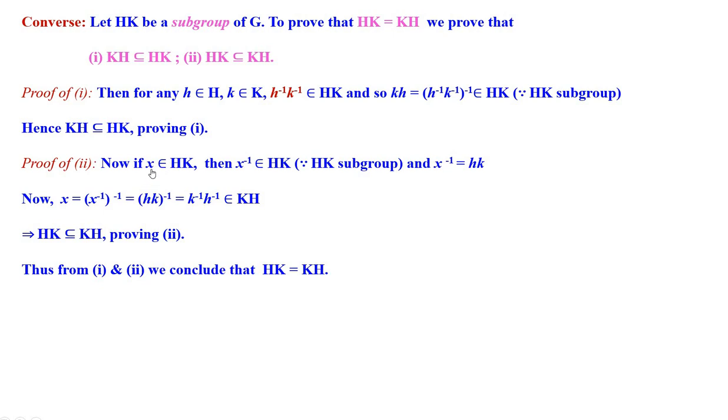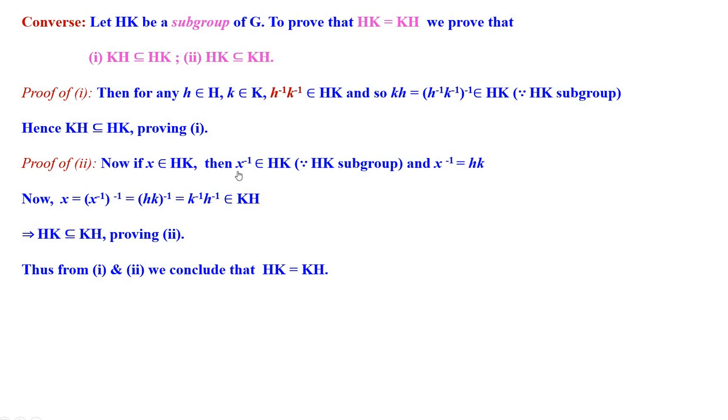Now for the second one, we'll consider X to be in HK. Because HK is a subgroup, its inverse is in HK. Now you write your X inverse as an element from capital H and an element from capital K, like this: HK. Now you consider X, which you can rewrite as X inverse the whole inverse. Replace this X inverse by this HK. So you have HK the whole inverse, and that gives you K inverse H inverse. That's a member of obviously KH, the product KH.